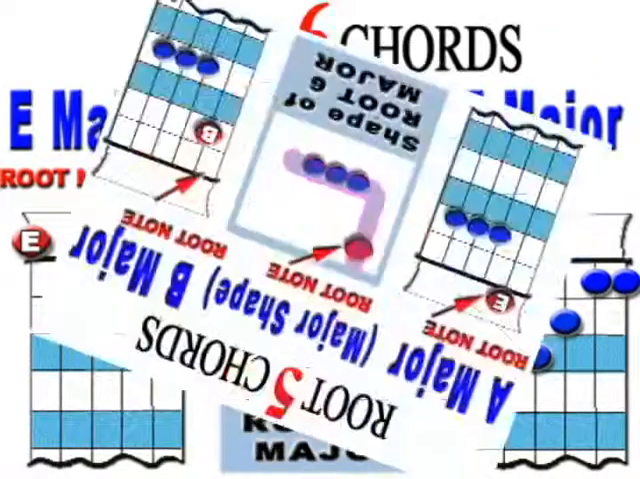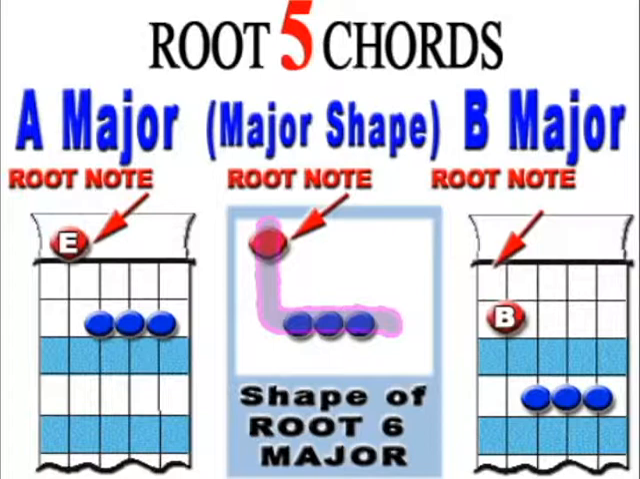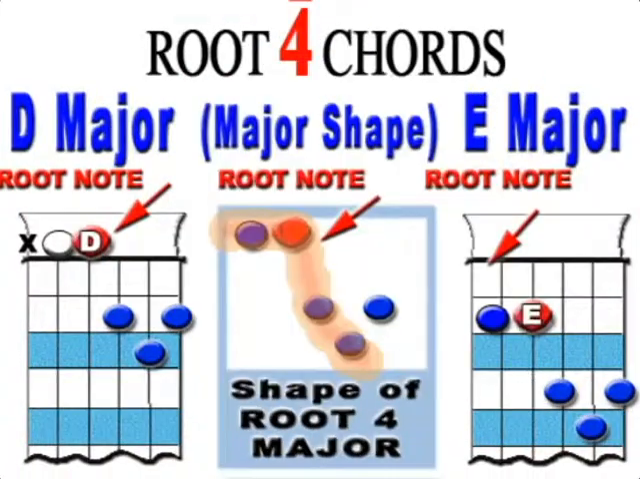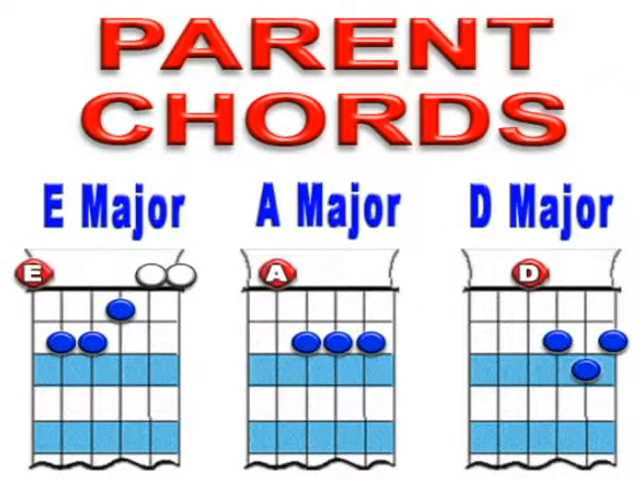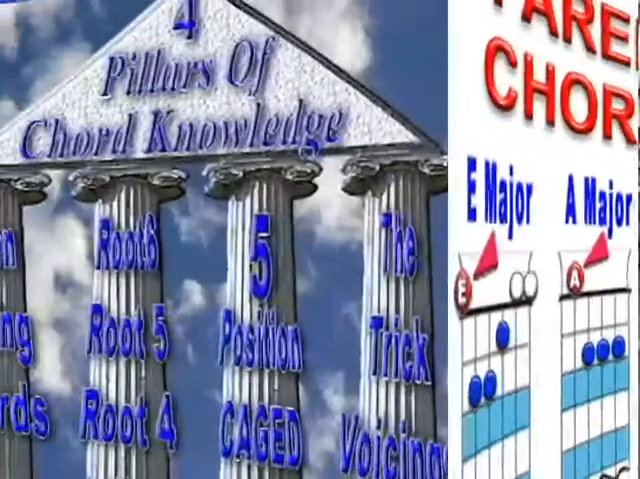The same system of thinking applies to an A major chord called a root 5 chord. Also, this system of thinking applies to a root 4 chord, like this D major. These 3 chords, E major, A major, and D major, are what I have named the parent chords in my system of sliding guitar chords up and down the neck. I call this system root 6, root 5, and root 4. Well, it's actually not my system, it's just the way it works.